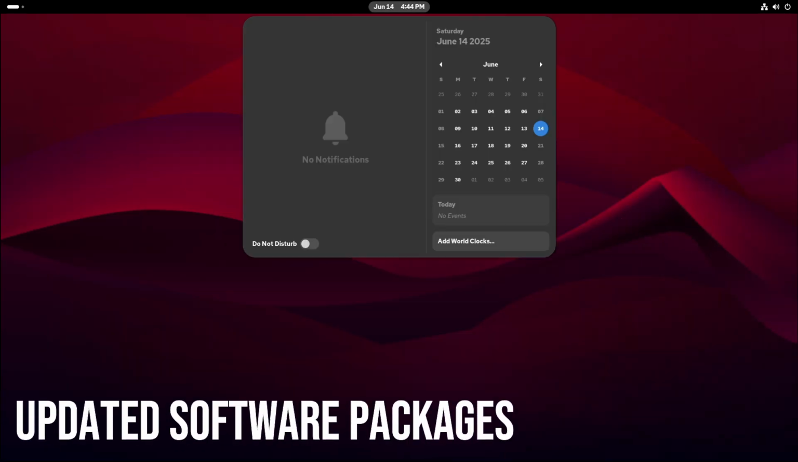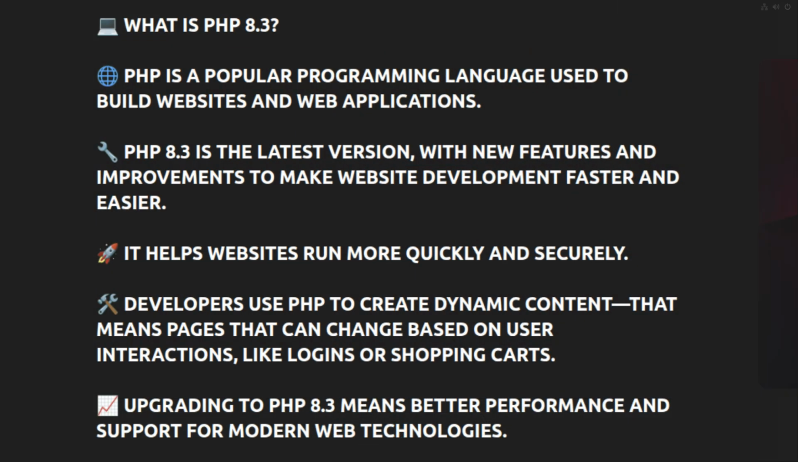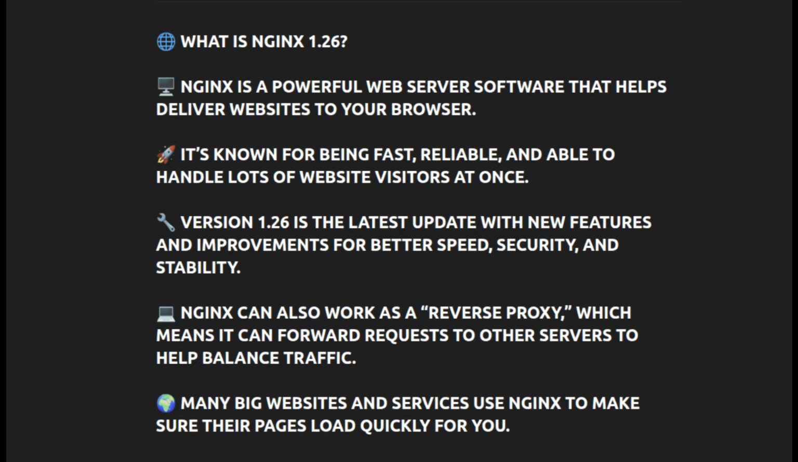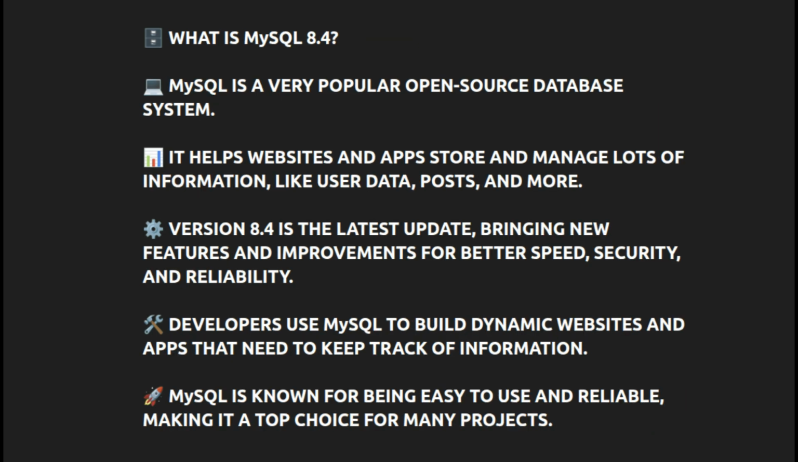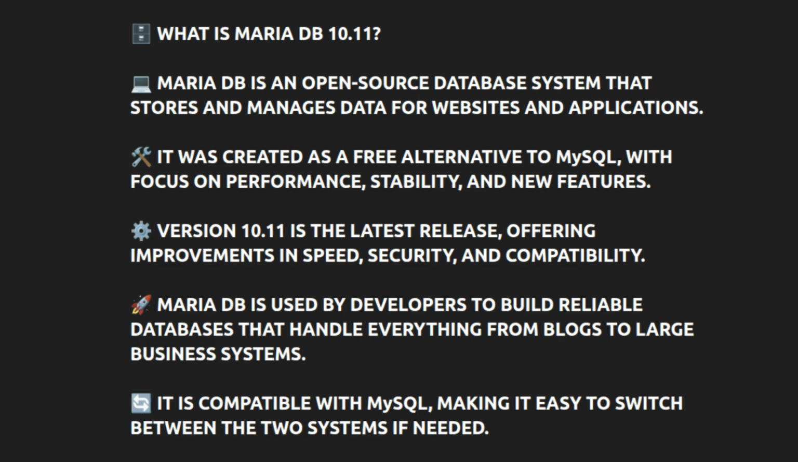Let's move on to the software side of things, because Rocky Linux 10 comes with some important updates to popular tools and languages. Here are a few highlights. PHP version 8.3, Python version 3.12, Nginx version 1.26, PostgreSQL version 16.8, MySQL version 8.4, Valkey version 8.0, and MariaDB version 10.11. So if you're running web servers or applications, you'll have access to the latest versions of these critical tools.